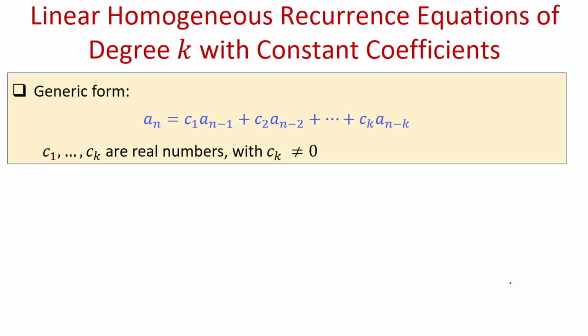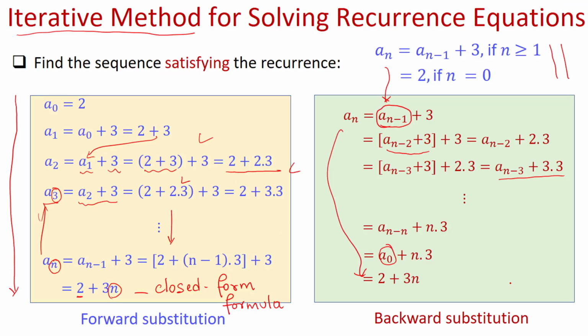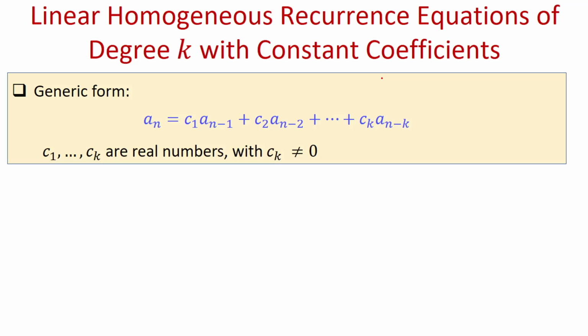Now, the recurrence equation that we considered here can be categorized as a linear homogeneous recurrence equation of degree k with constant coefficients. And why we are interested in this class of recurrence equations is that we will next see a generic method of solving this category of recurrence equations. So what exactly is this category of linear homogeneous recurrence equations of degree k with constant coefficients? There are multiple terms here, so let's decode each of them one by one.